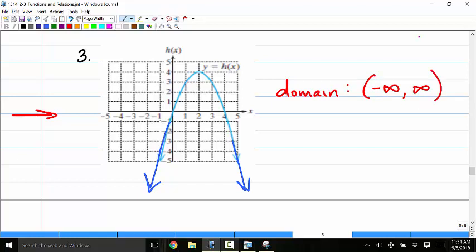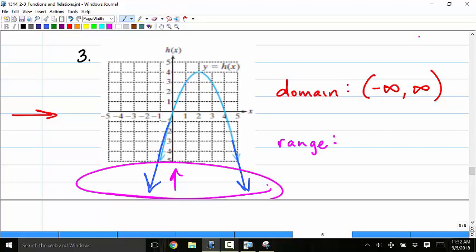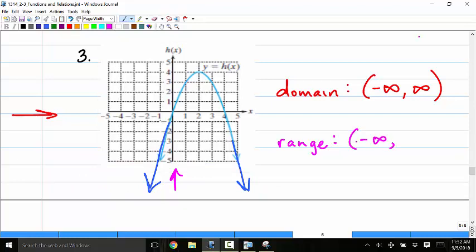For my range coming in from this direction, can I pick all these y values way down there? Yep, so I start at negative infinity. But where do I have to stop? Here at 4 with a bracket.